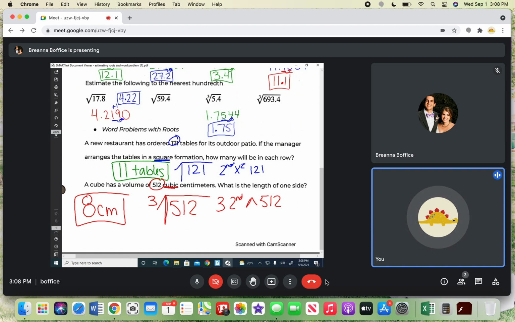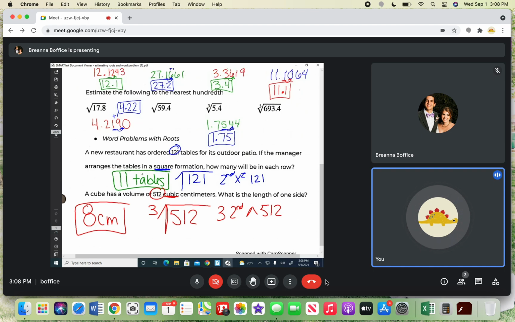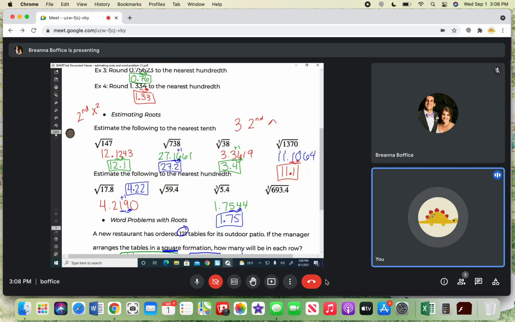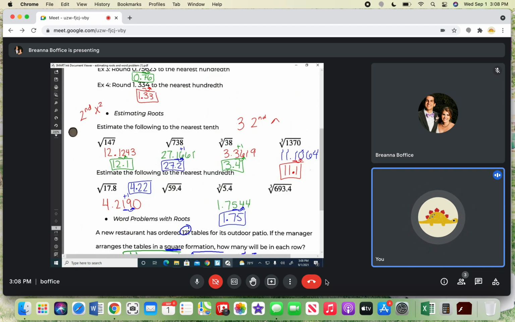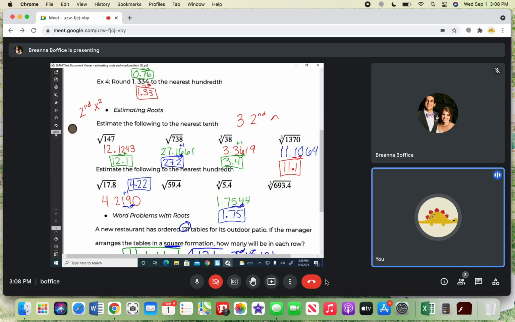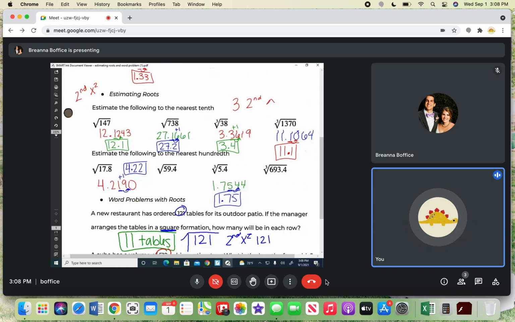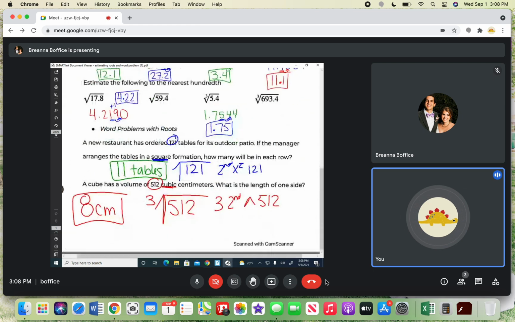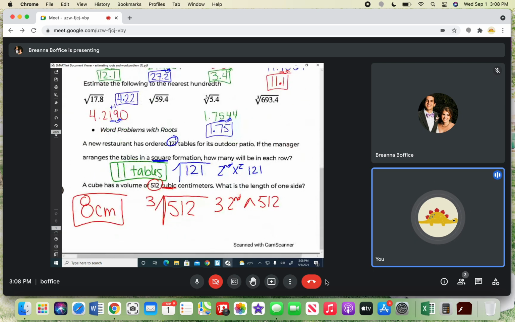So that is roots. Remember, estimating roots, you just put them in your calculator. They're not going to be perfect. You're going to get a lot of decimals, which is great. You just take it to 4 places after the decimal. If it's the tens place, you look at the first place and then to its neighbor. If it's the hundredths place, you look at the second place and look at its neighbor. And then when you're doing word problems, you just look for the word square or cube. Square tells you to do a square root. Cube tells you to do a cube root.